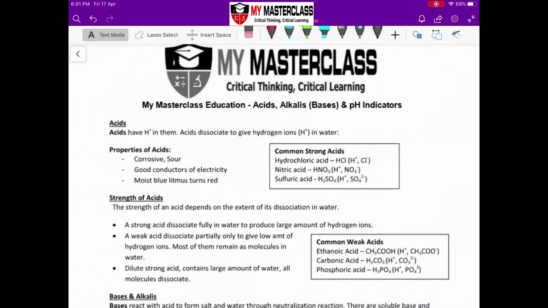Hi students, in this chapter we will be looking at acids, alkalis and bases and the pH indicators. Acids and alkalis are very common reagents that you will be using in the school laboratory. Essentially they look just like colorless liquids. They look just like water, but of course they are not water.